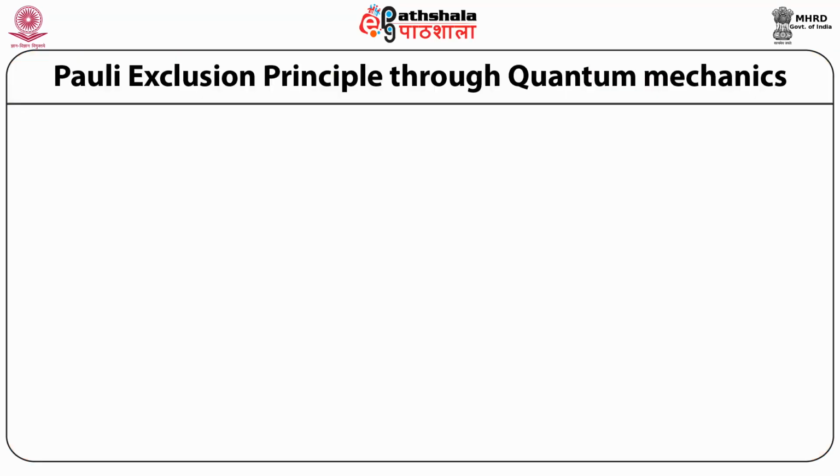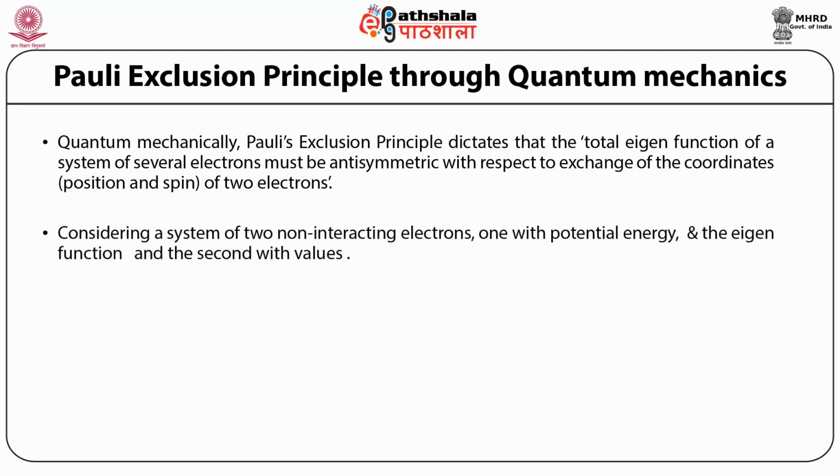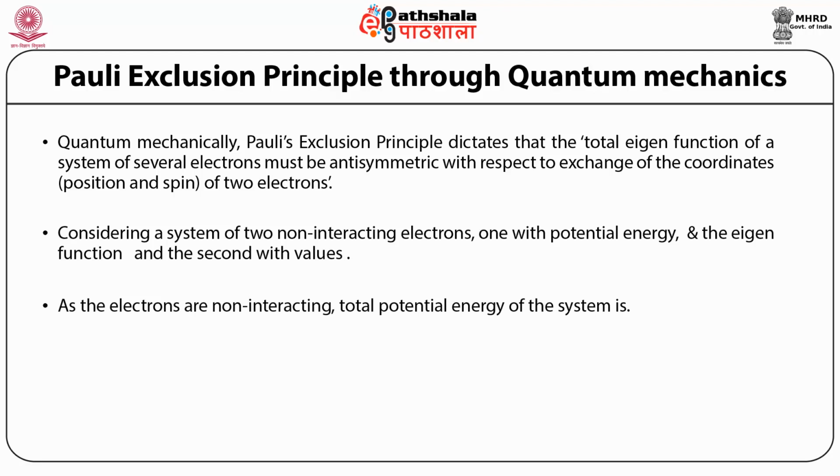Pauli exclusion principle through quantum mechanics. Quantum mechanically, Pauli's exclusion principle dictates that the total eigenfunction of a system of several electrons must be antisymmetric with respect to exchange of the coordinates, meaning position and spin, of two electrons. Considering a system of two non-interacting electrons, one with potential energy and eigenfunction and the second with its own values, as the electrons are non-interacting, the total potential energy of the system is written as follows.